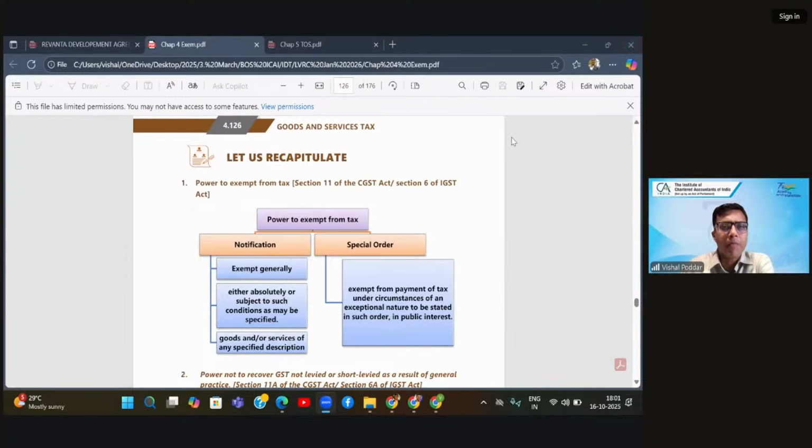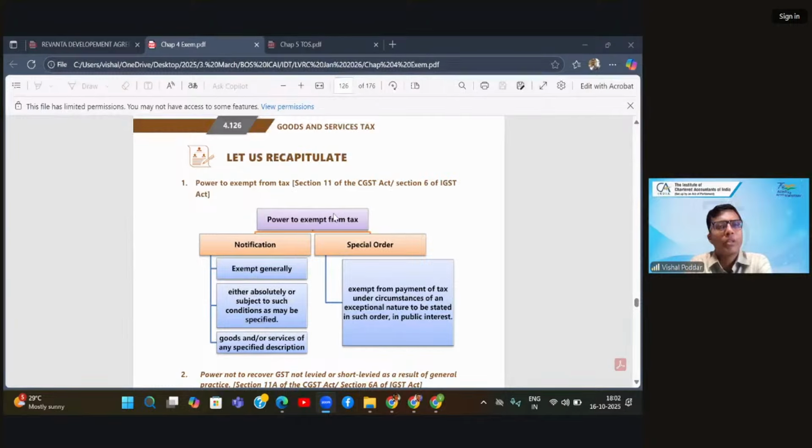So, with this, let us go to the next topic for revision, which is one of my favorites, that is exemption. Now, as we all know, what is exemption? Exemption is basically a way of giving a relaxation from payment of tax.